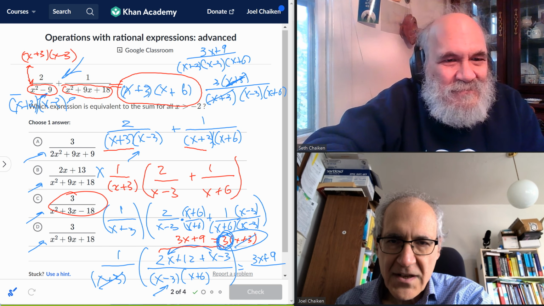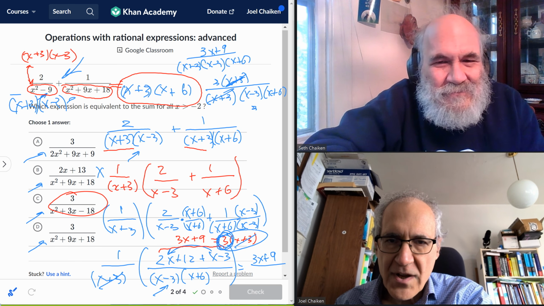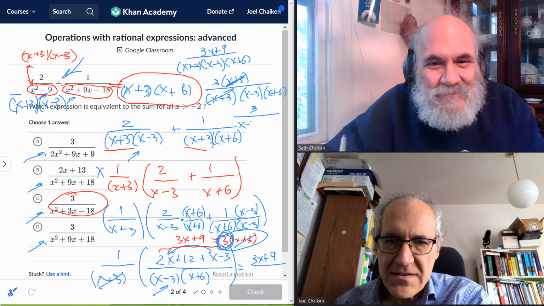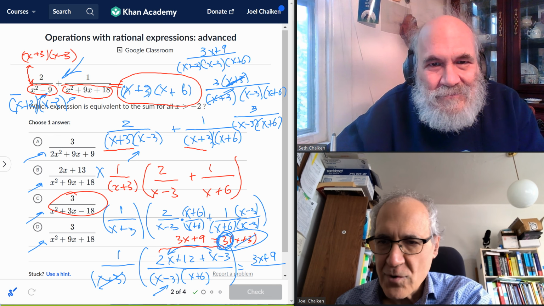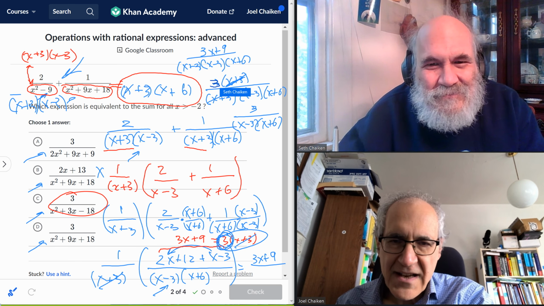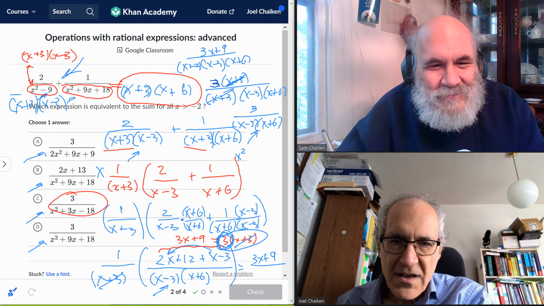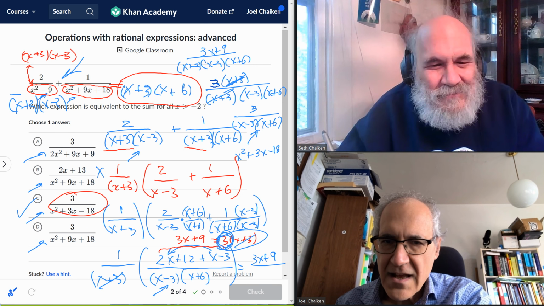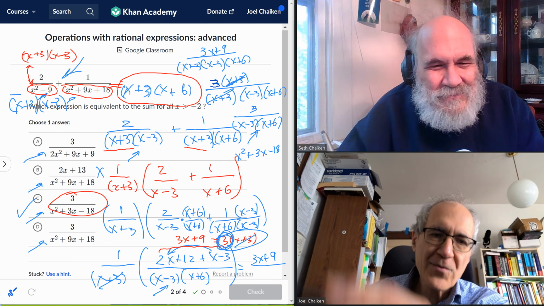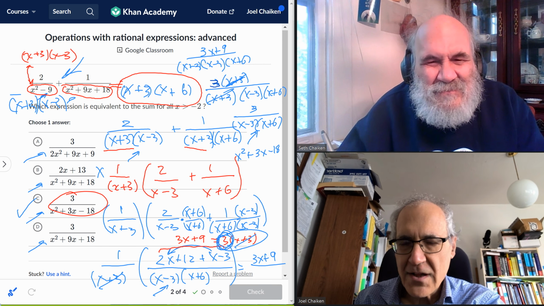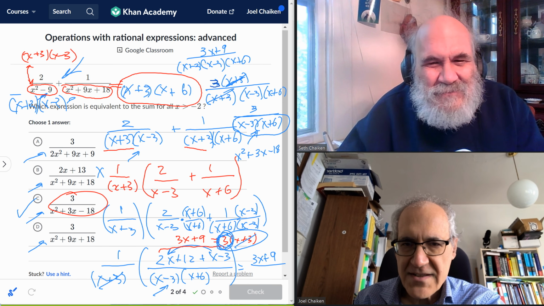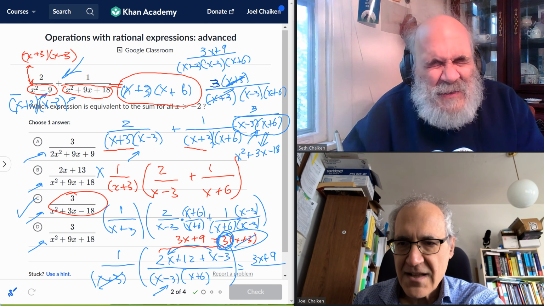You cross off these, and you're left with the final answer: 3 divided by x minus 3 times x plus 6. Unfortunately, more than one answer has a 3, so you actually have to multiply this out. And this is x squared plus 3x minus 18, and that's that. Some people use the word FOIL, some people hate the word FOIL, but you multiply these two things out, and you get this, and so that's the answer.